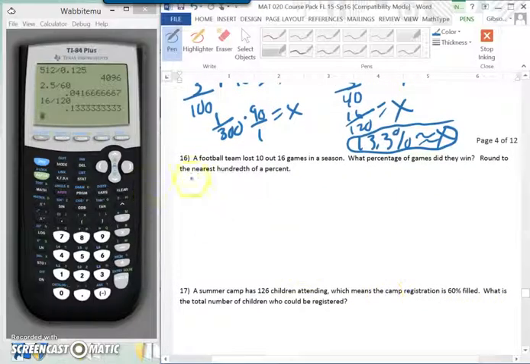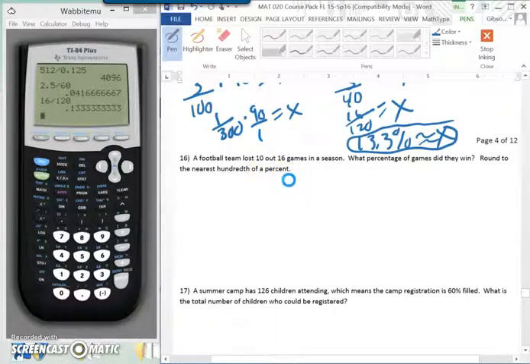Now we go to page 4, problem 16. It says a football team lost 10 out of 16 games in the season. What percentage of games did they win? Round to the nearest hundredth of a percent.